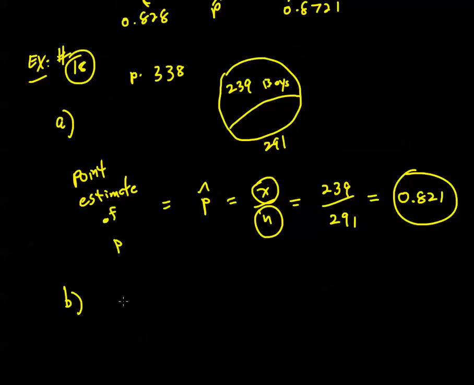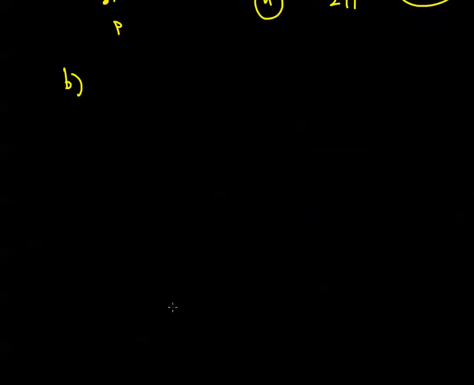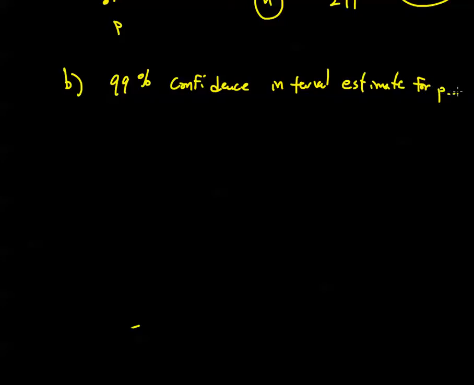Part B says, use the sample data to construct a 99% confidence interval estimate of the proportion of boys born to parents using the Y-sort method. Let me write that down. We want a 99% confidence interval estimate for little p, where little p is the population proportion of boys for all parents of all time using this selection method.